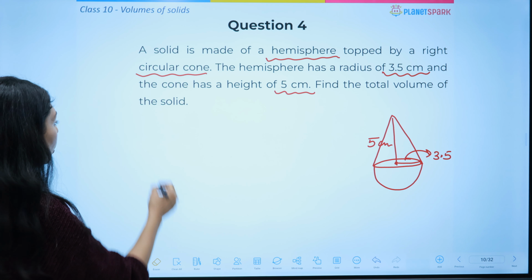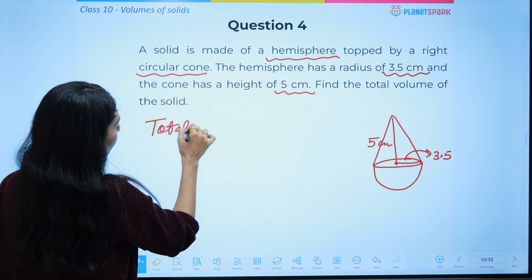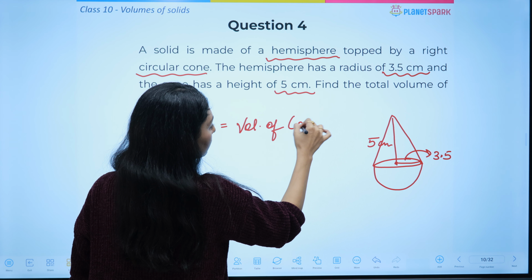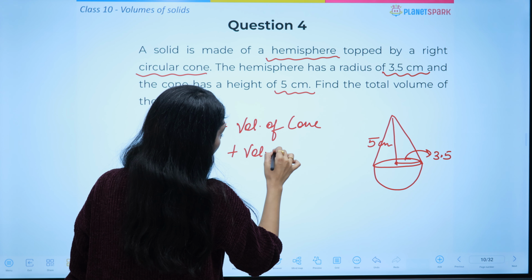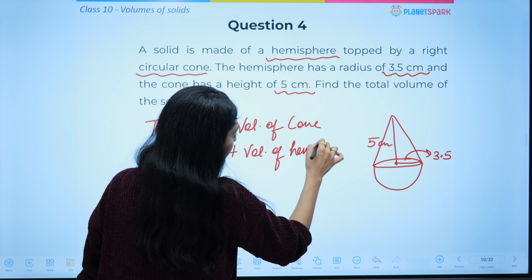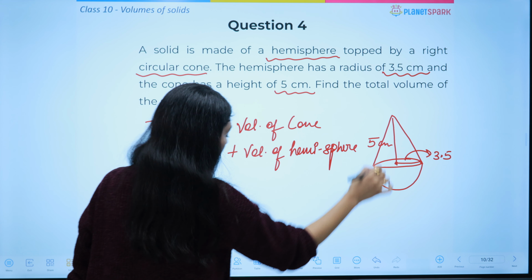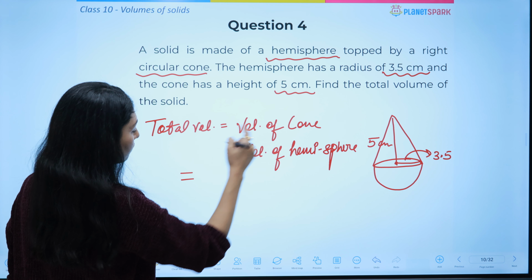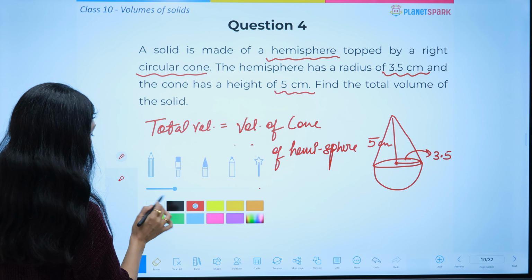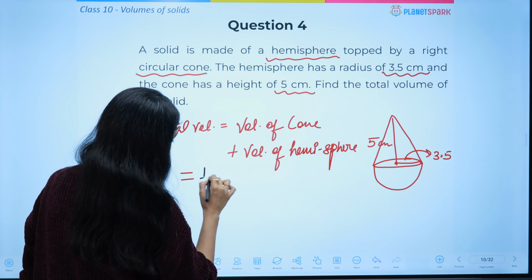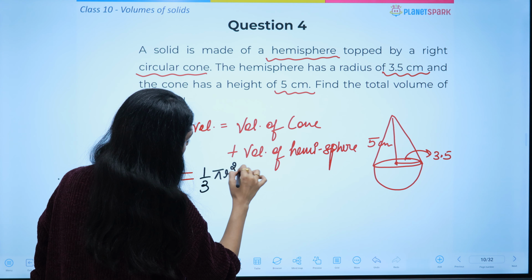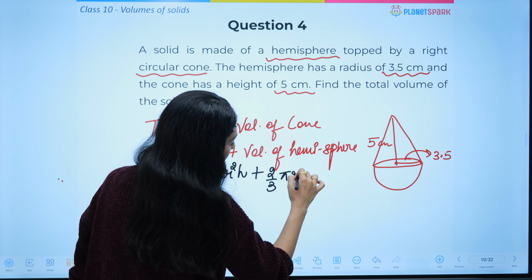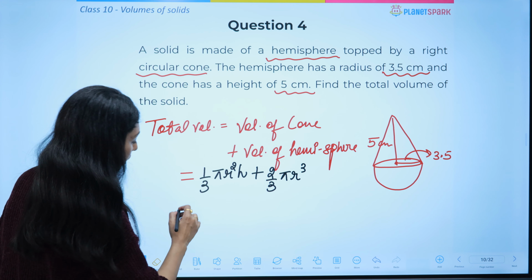Okay. Let's find the total volume here, everybody. Total volume is given by volume of cone plus the volume of hemisphere. Right? Now what will we do? Just plug in all the values here. What formulas do we have? Volume of cone, that is 1 by 3 pi r square h, plus volume of hemisphere, that is 2 by 3 pi r cube. Okay. Let's put all the values here.